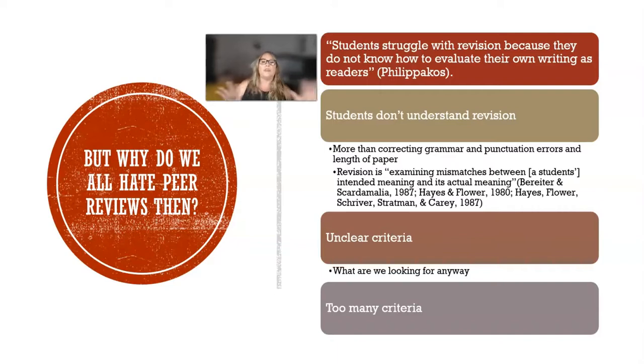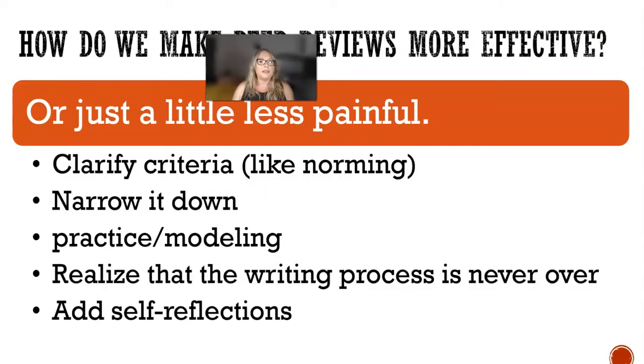One thing I can always do better is by clarifying the criteria. What in the world are you looking for? I think a lot of us don't know what we're looking for when we're doing peer reviews, and I'm going to try to make that a lot more clear and easy for you. Also, often it's just too many criteria, so I'm going to try to cut it down, make it a little smaller as well. So how do we make this a little bit more effective or at least less painful?